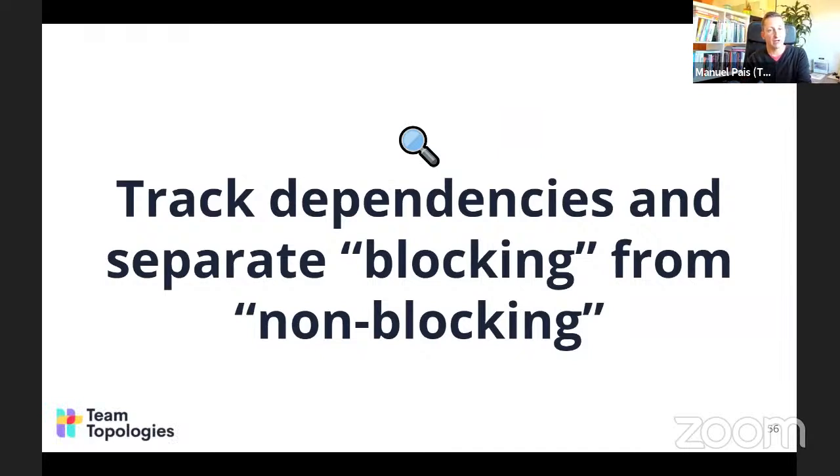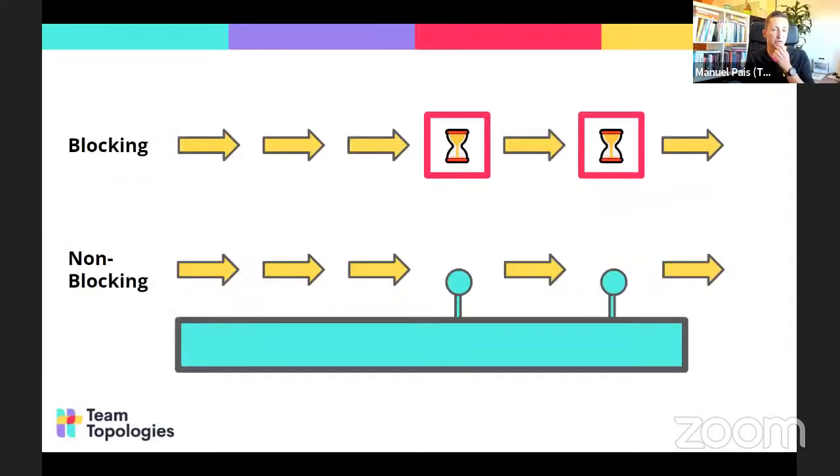Importantly, we want to track the dependencies. Like I said, it's not that teams don't have any dependency anymore or that we are trying to achieve that. There are dependencies. What we want to do is move away from blocking dependencies to non-blocking. So what do I mean by this?